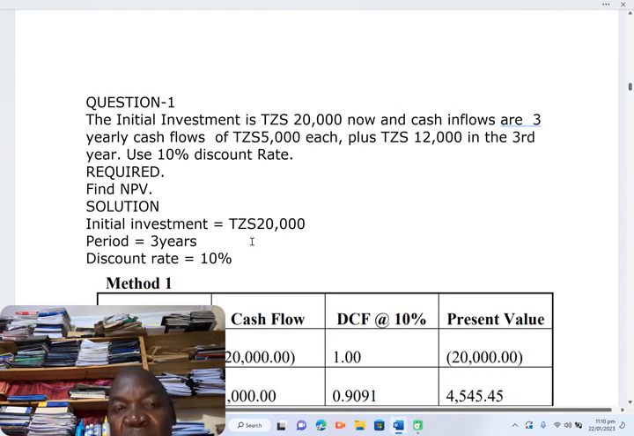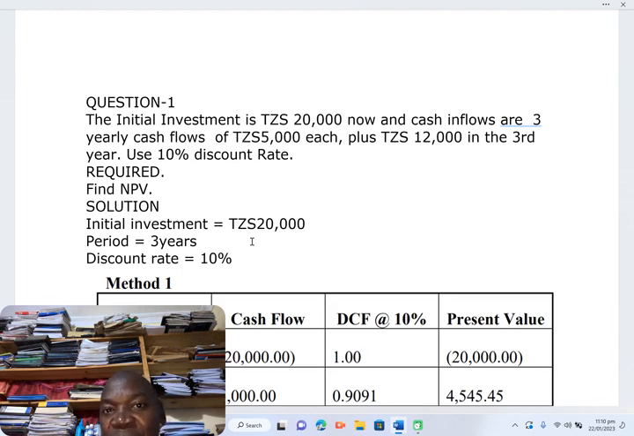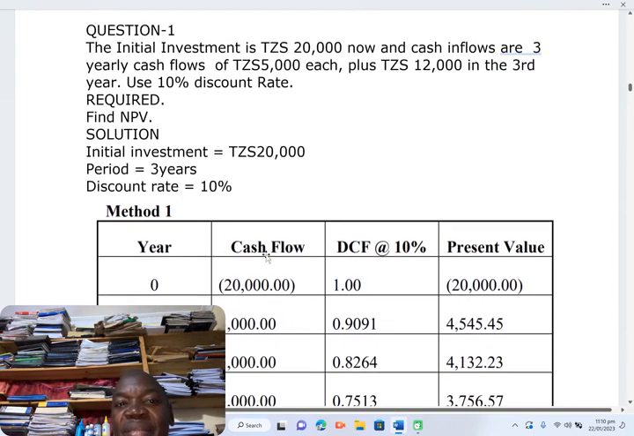Let's now go to how we compute the NPV with some vivid examples and determination so far. Question number 1. He said an initial investment is 20,000 Tanzania shillings now, and the cash inflows are a 3-year cash flow of 5,000 each, plus 12,000 in the 3rd year. Use a 10% discount rate to compute NPV.